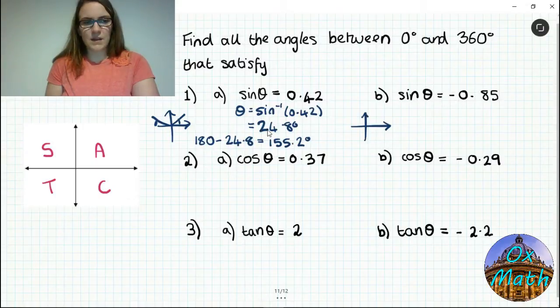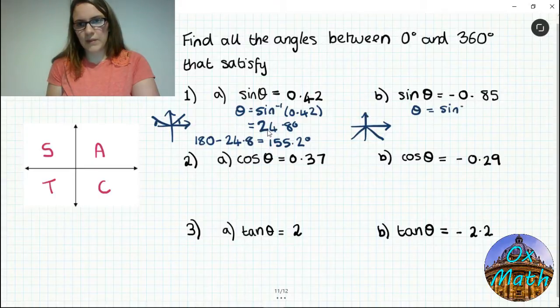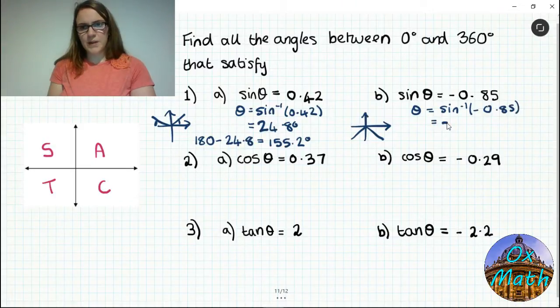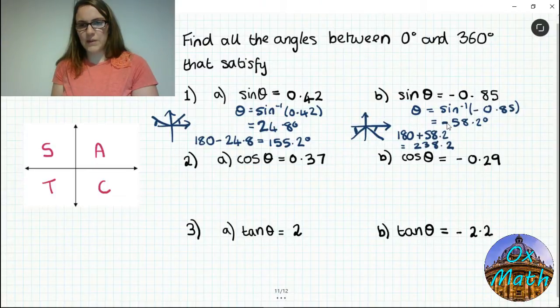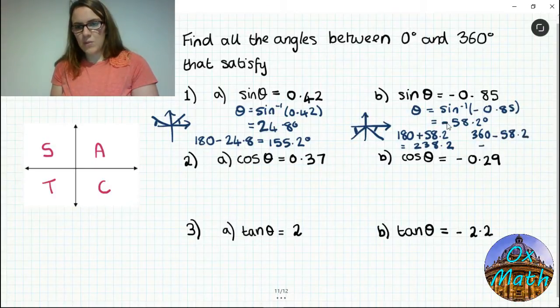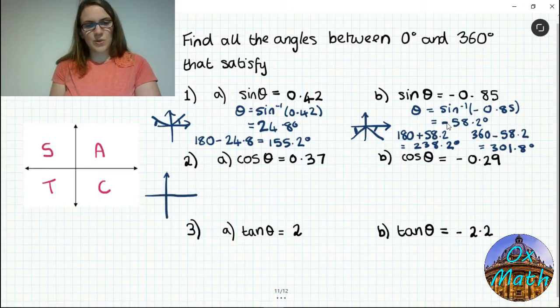For 1b, our sine is negative this time, which means that it's going to be in the third and fourth quadrant. So from our calculator, we can find our first angle by doing sine minus 1 or inverse sine of minus 0.85, which is minus 58.2 degrees. So that tells me that this angle here and this angle here are both equal to 58.2. So we can find our first angle by doing 180 plus 58.2, which is 238.2, and our second angle by doing 360 take away 58.2, which is 301.8 degrees.